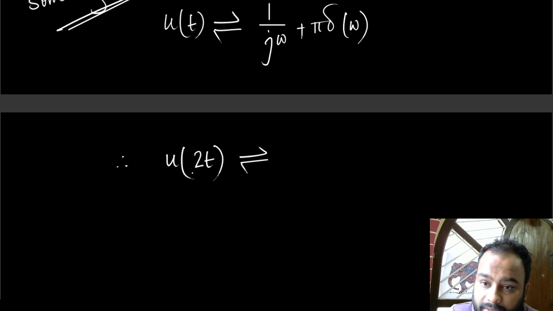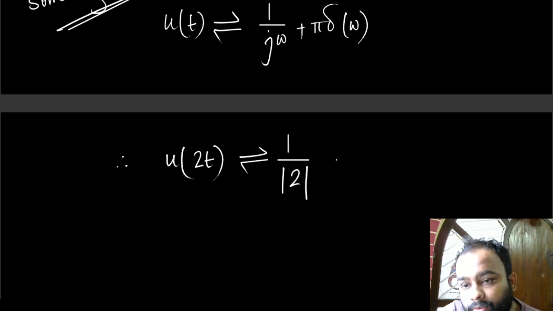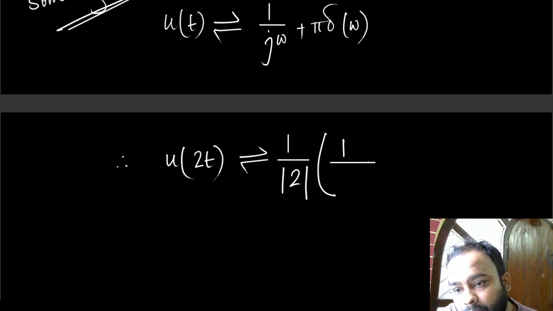Of course, I have to do a time scaling. So the property tells me it is 1 by mod 2, right? And here I have to replace omega with omega by 2. So I have 1 by j omega by 2 plus pi delta omega by 2.